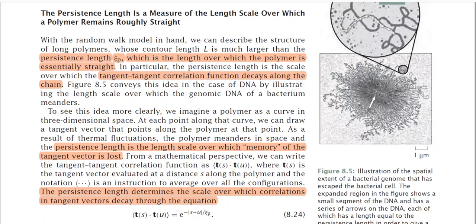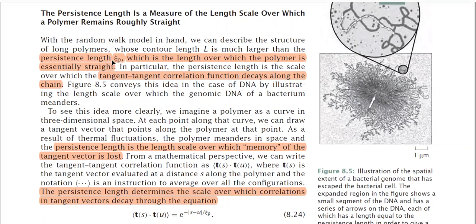So, to estimate this length we need a particular concept. This concept is about the persistence length. So, what is persistence length? The persistence length is a measure of the length scale over which a polymer remains roughly straight. With the random walk model that we have discussed earlier, we can describe the structure of long polymers whose contour length capital L is much larger than this persistence length epsilon p.